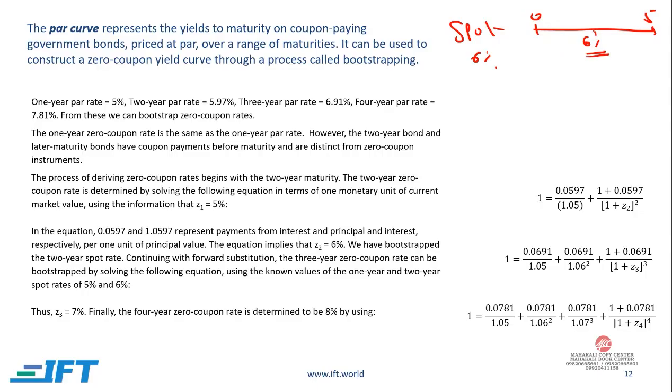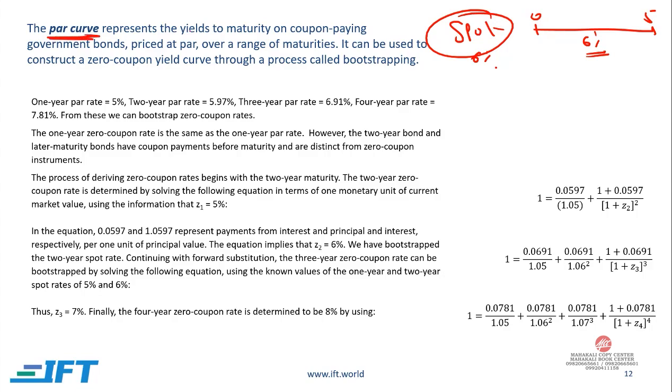So there are coupon payments. In most countries, coupon payments happen every 6 months. So we need to figure out a way of starting out with government bonds where there is a cash flow during the life of the bond, and then using that information to come up with spot rates. To do this, we need to understand the concept of a par curve.